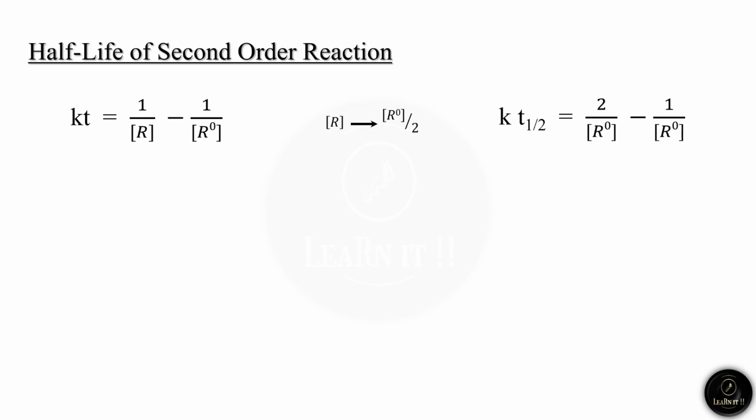When 2 goes up, then it will be K into t half is equal to 2 by concentration of R naught minus 1 by concentration of R naught. So this will become K into t half is equal to 1 by concentration of R naught. When K is moved to the other side, then t half is equal to 1 by concentration of R naught into K. By this we can conclude that half-life is inversely proportional to the initial concentration of the reactant in case of second order reaction.